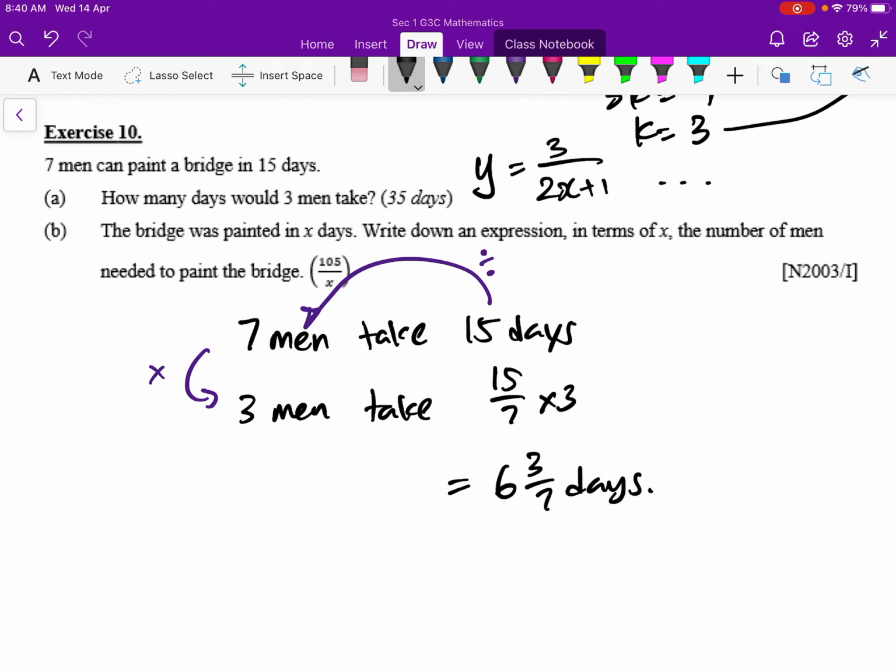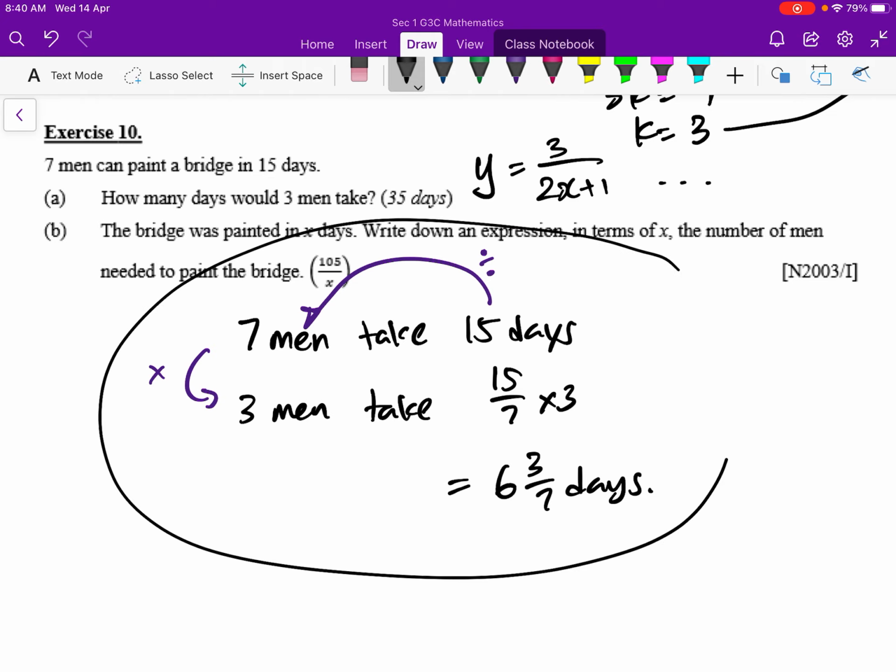Okay, but if you were to do this, then you have to take a step back. Hey, 7 men, they take 15 days to paint a bridge. Are you sure 3 men can paint it in a shorter duration? So over here, there's a logic error already, right? 7 men take 15 days. You take away 4 men, you can finish the job faster. Cannot be lah. So there is something wrong over here. This is called direct proportion, which is not applicable to this question.